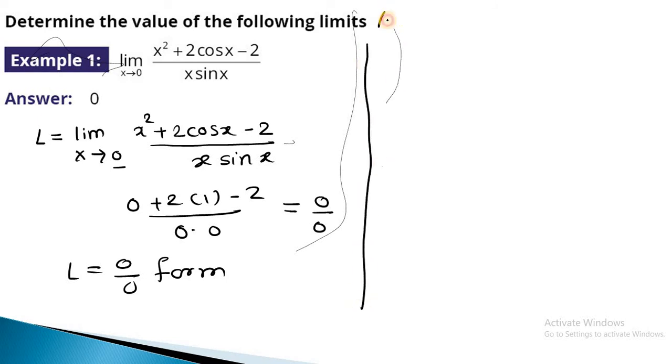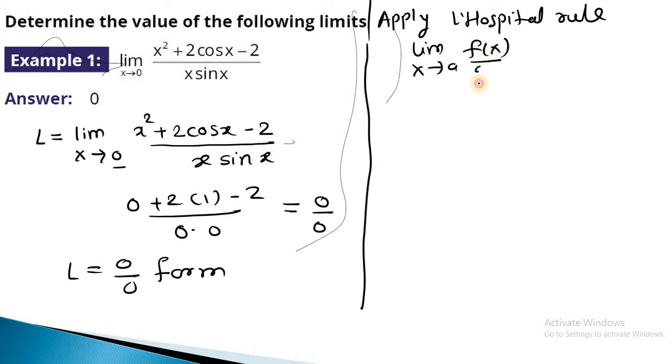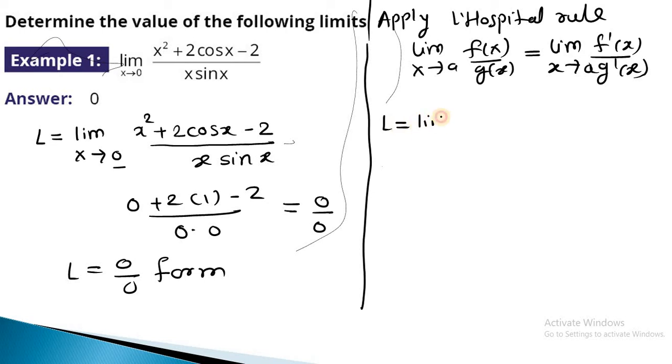So what is L'Hospital rule? If limit as x tends to a, f of x upon g of x is 0 by 0 form, then the value of this limit is limit of f dash of x upon g dash of x. That is derivative of numerator upon derivative of denominator. So limit as x tends to 0.